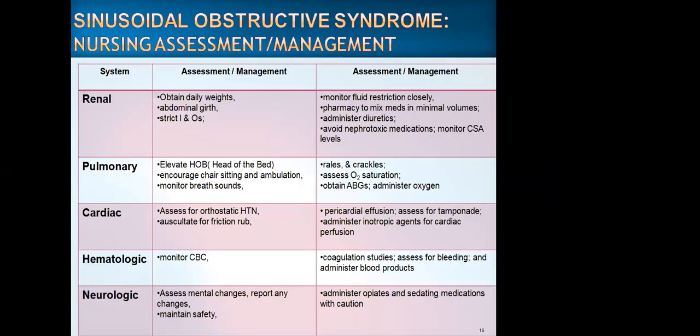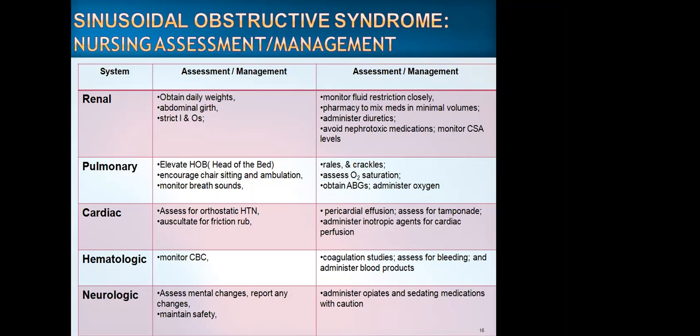Now the main nursing management during this. Usually it will affect the renal, pulmonary, cardiac, hematology, and neurology systems. In the renal system, obtain daily weight. Weight is very important daily. We have to check abdominal girth, monitor a strict intake output chart, and monitor fluid restriction closely. Whenever we are preparing medications, such as antibiotics or any other medication that we dilute in 50 ml, we have to reduce the volume of the dilution, avoid nephrotoxic medications, and monitoring the CSA levels is very important.